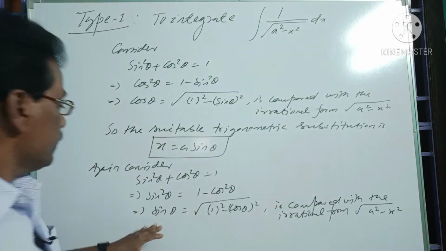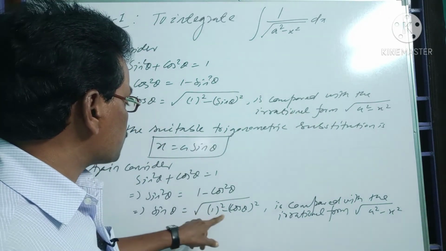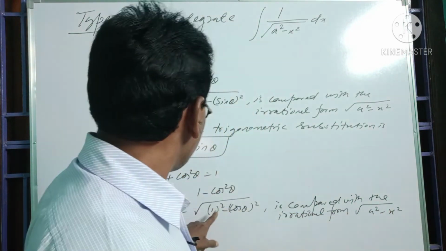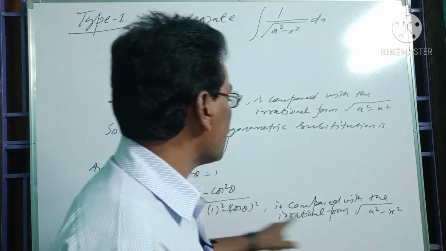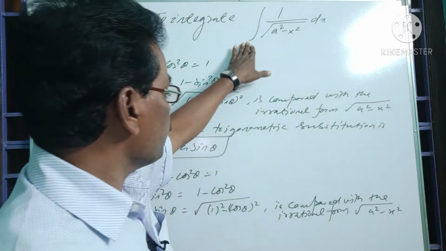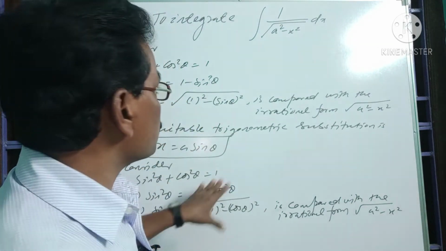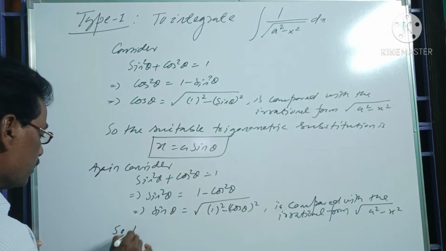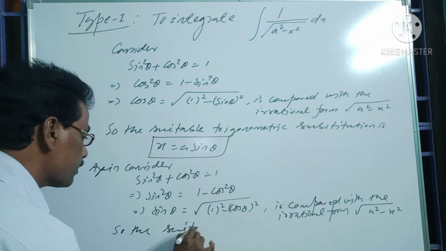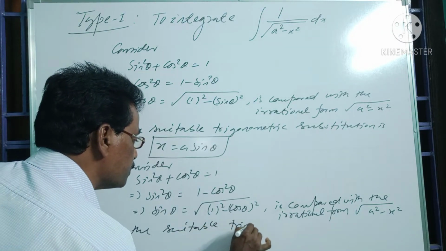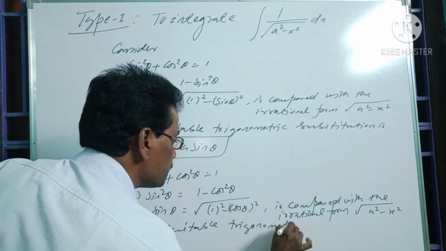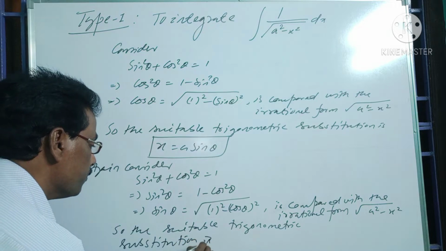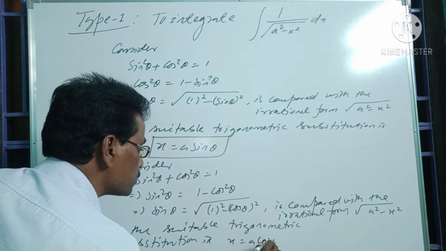So here see carefully. We have root of 1 square minus cos theta square compared with the irrational form, that is root of a square minus x square. Here, in place of 1 we have a, in place of cos theta we have x. So to integrate the integral, we can also use the trigonometric substitution x is equal to a cos theta. So in this process, the suitable trigonometric substitution is x is equal to a into cos theta.